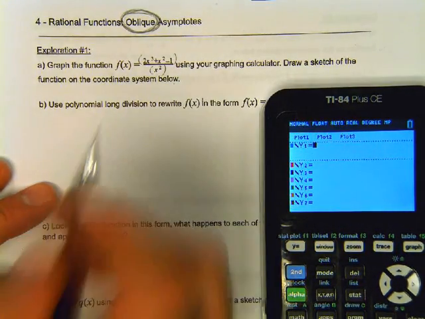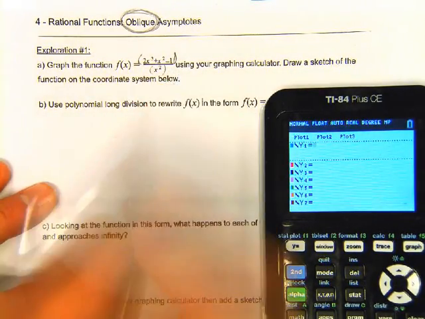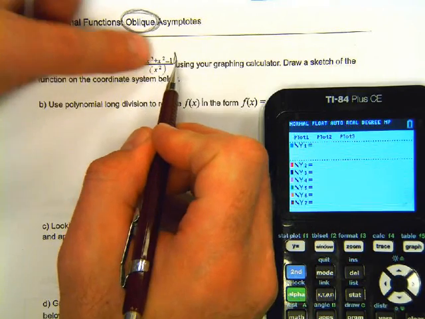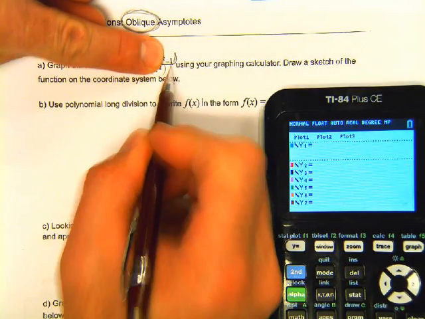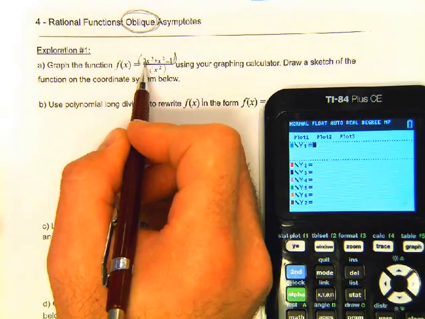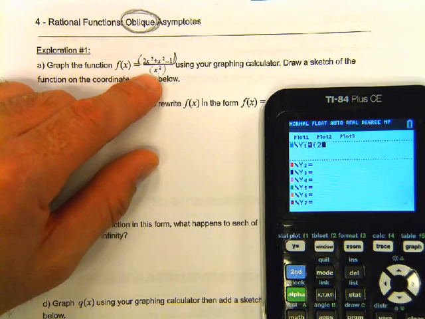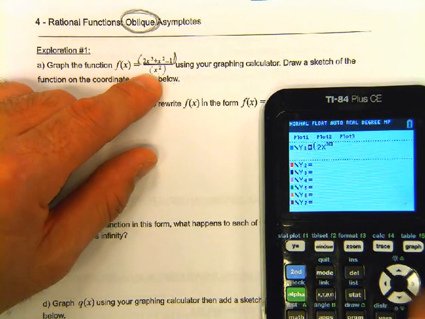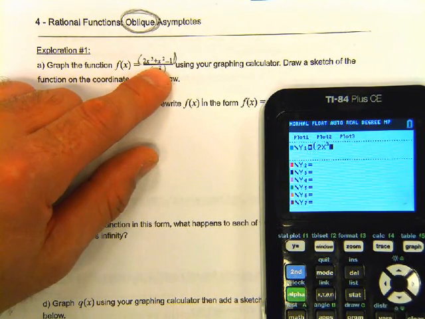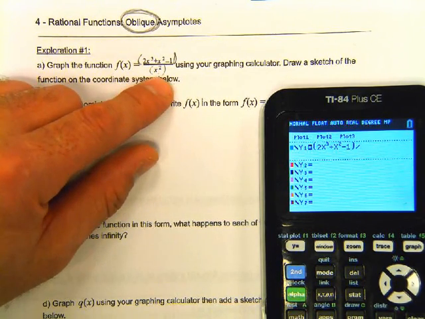So in your calculator, you need to put parentheses around the numerator. The reason is, if you don't do that, it'll do -1 divided by x squared, and then it will add the rest of the things. Okay, so parentheses around the numerator, 2x cubed plus x squared minus 1, divided by x squared.